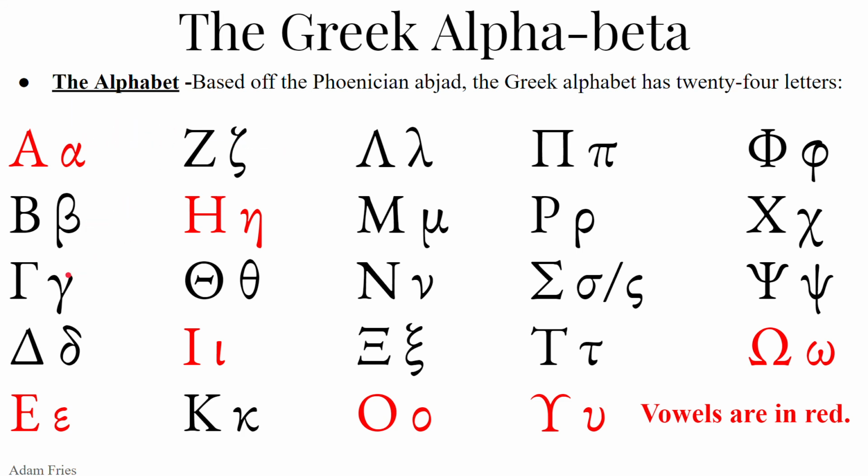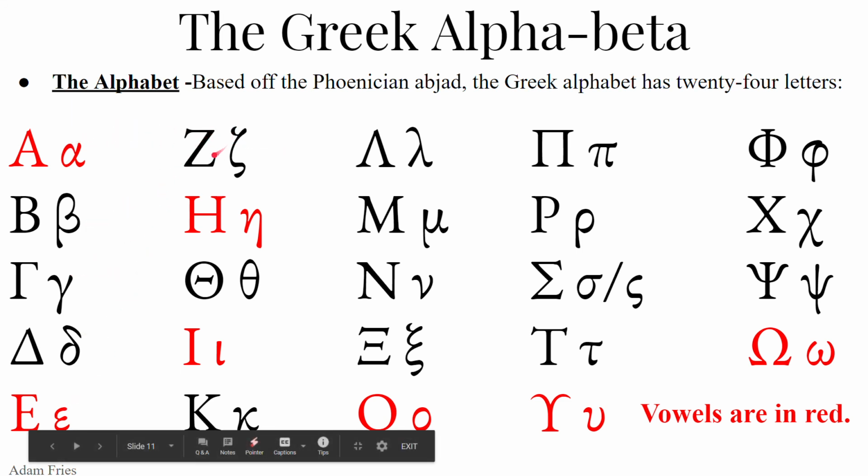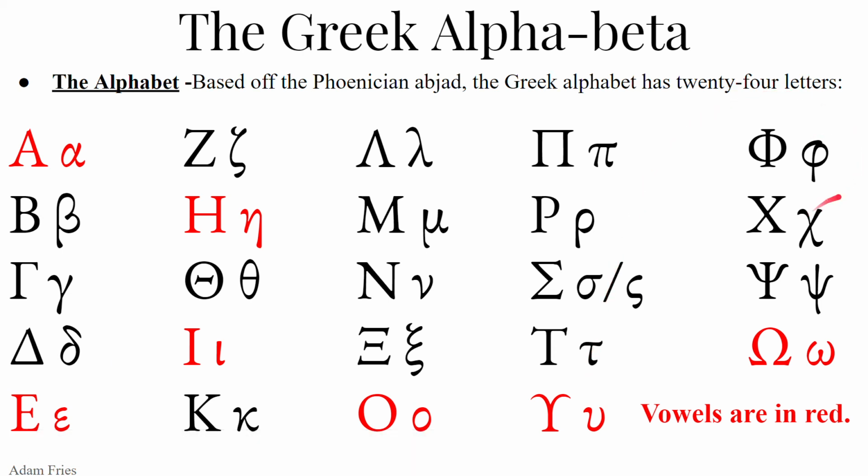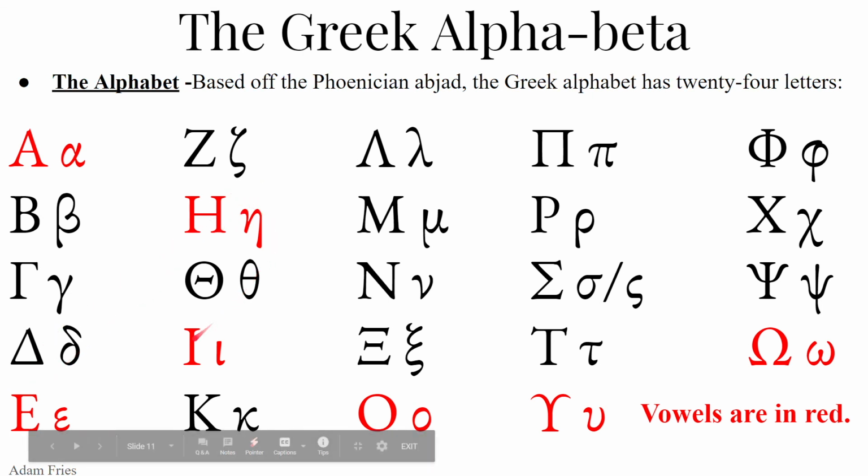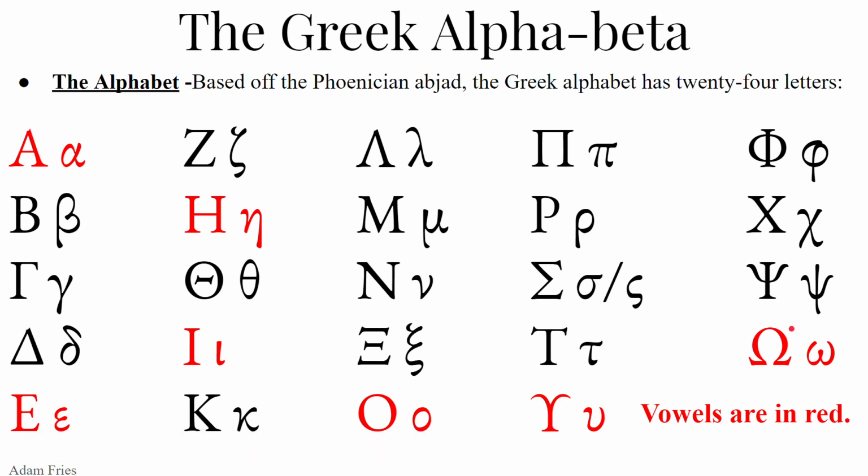Alpha, beta, gamma, delta, epsilon, zeta, eta, theta, iota, kappa, lambda, mu, nu, xi, omicron, pi, rho, sigma, tau, upsilon, phi, chi, psi, omega. And the vowels are in red. Remember, Phoenician doesn't really have the vowels as a Semitic language, so the Greek does here. We have alpha, epsilon, eta, iota, omicron, upsilon, and omega as the vowels.